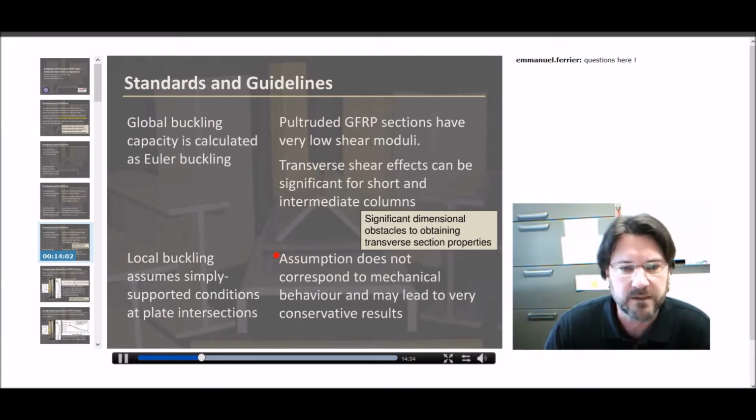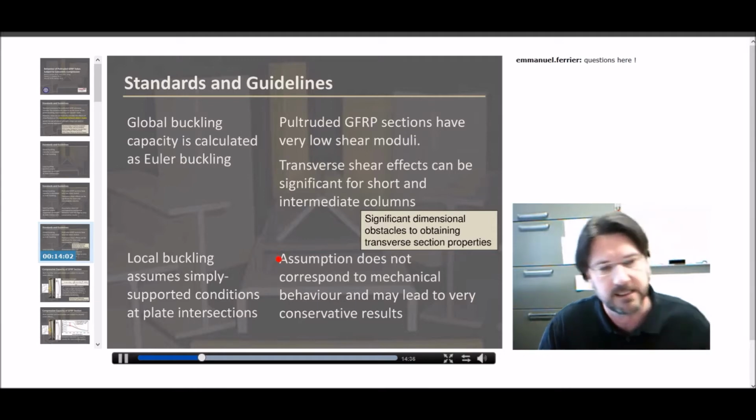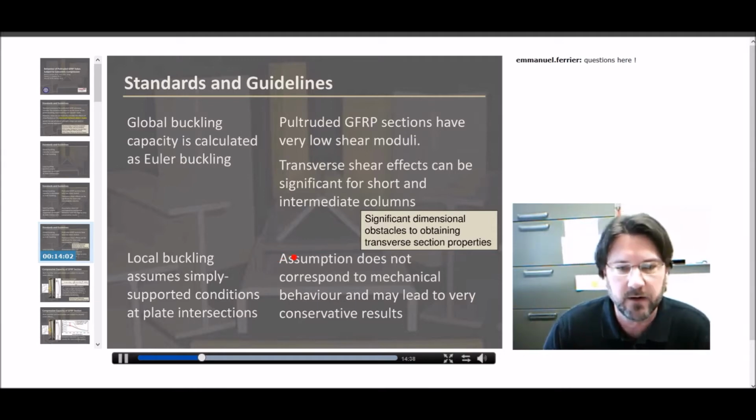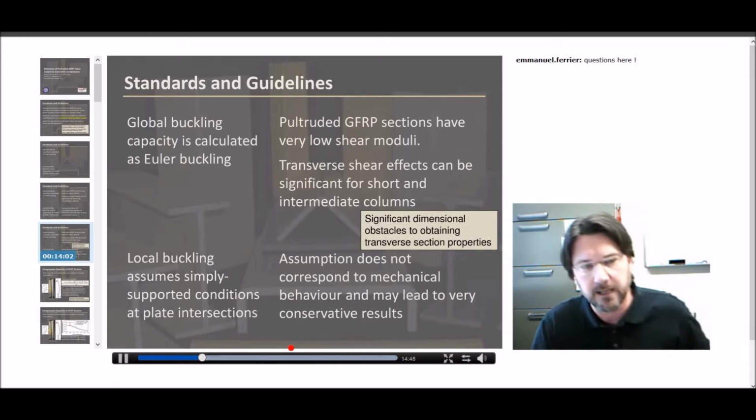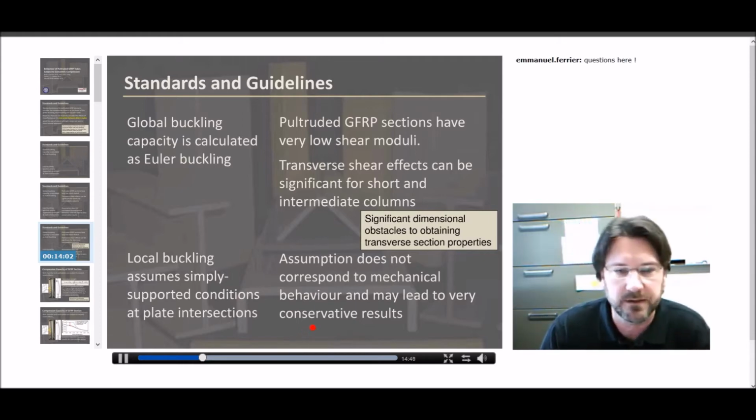When it comes to local buckling, and I'm going to discuss this primarily at the end of the presentation, this assumption of simply supported conditions is simply not kinematically correct and doesn't represent the real mechanical behavior. And as we're going to see, it results in very conservative estimates of local buckling capacity. I'm going to come back to this second point at the end of the presentation.